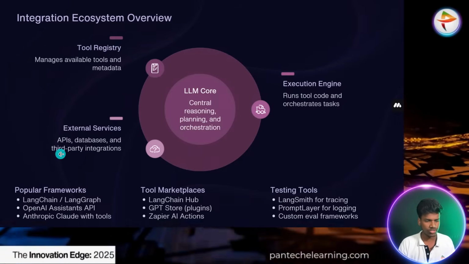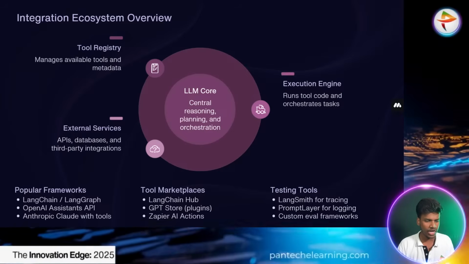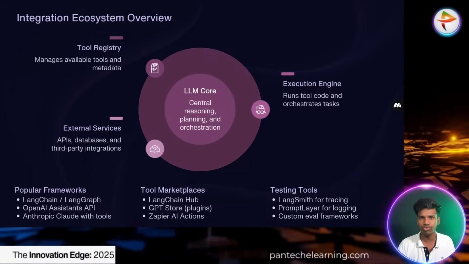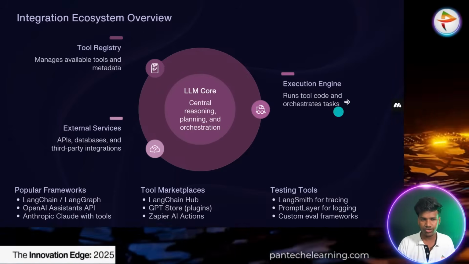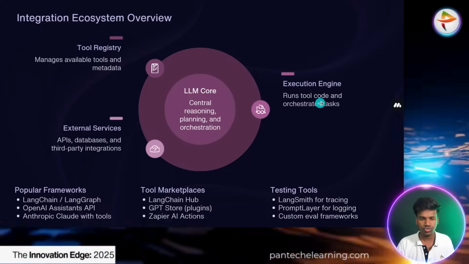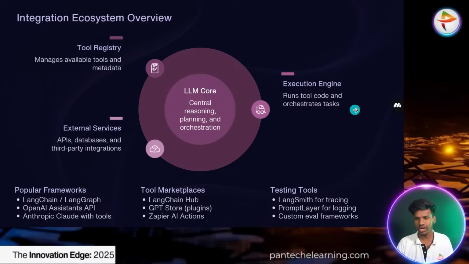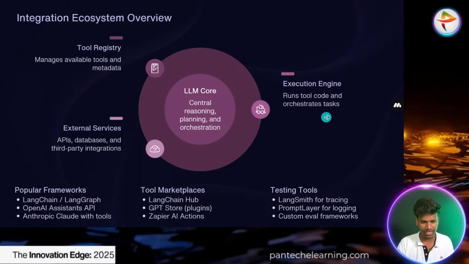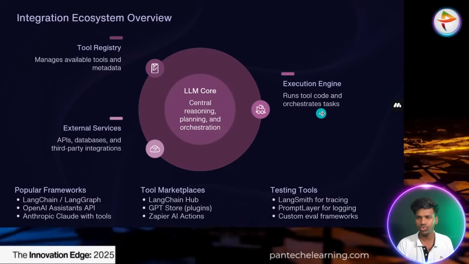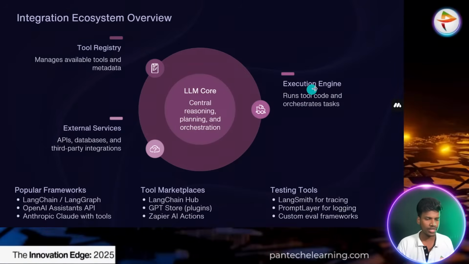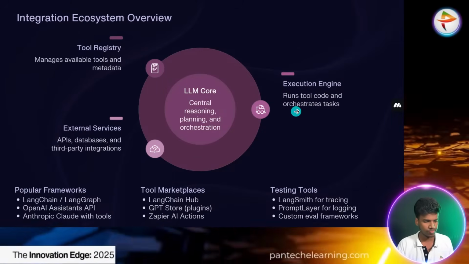Next one, external services. We have to connect and check properly with APIs, databases, and third-party integrations, like cookie allowances. And the execution engine runs the tools, code and orchestrates tasks. Important tasks we have to represent here, so run the tool, code and the tasks, because that affects our execution process in our major code.